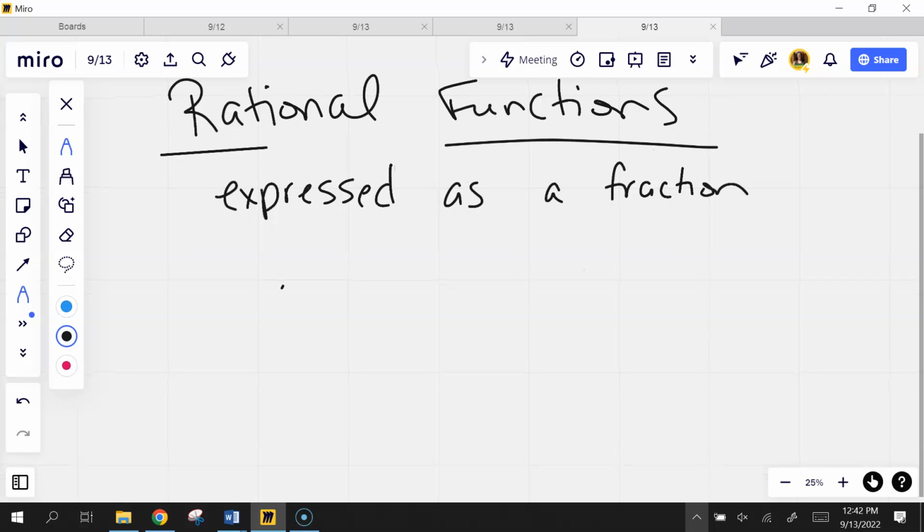Pi is a real number, but it's not a rational number. It's an irrational number, because you can't express it as a fraction. Square root of 2 can never be written as a fraction.